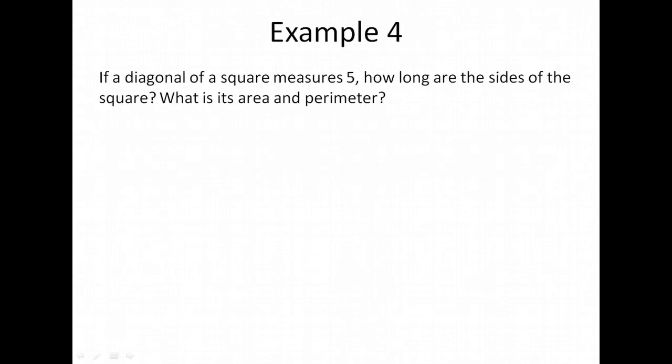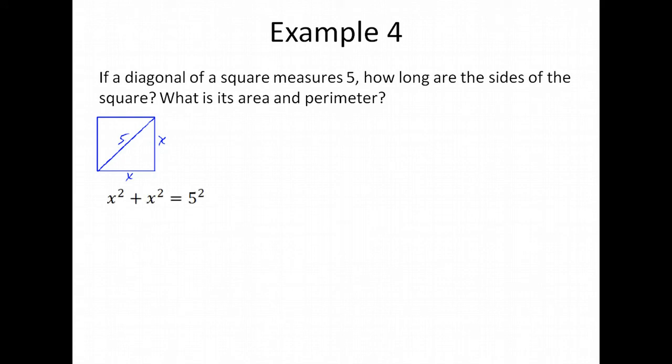Example 4 is using a square. They have a diagonal of a square that measures 5. How long are the sides of the square, and what is its area and perimeter? So we draw our diagram. Each side of the square is going to be represented by x. 5 is the diagonal.